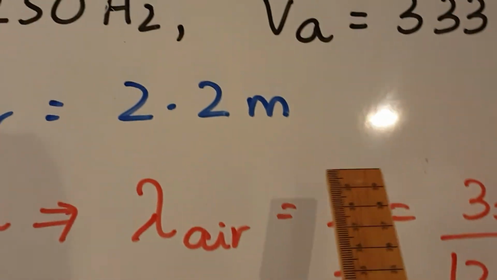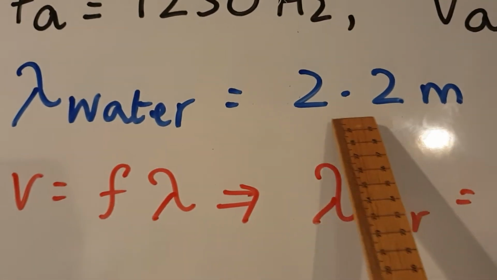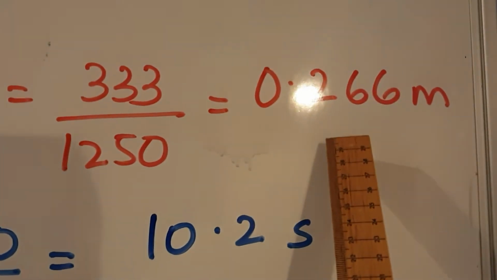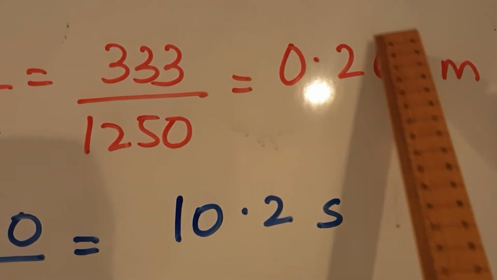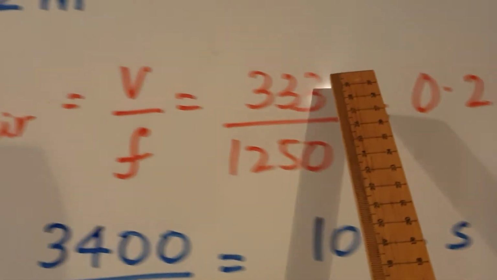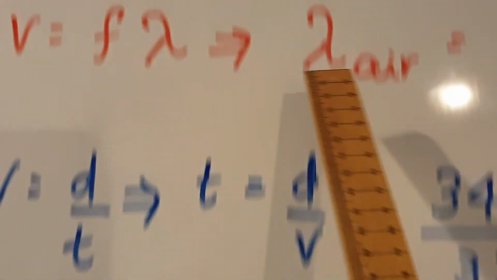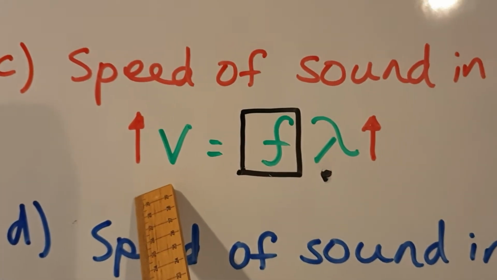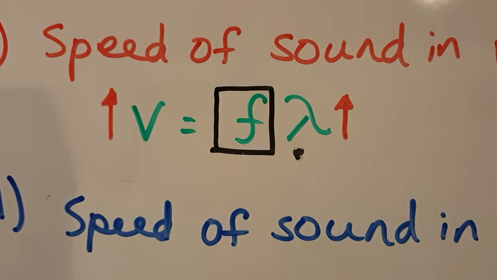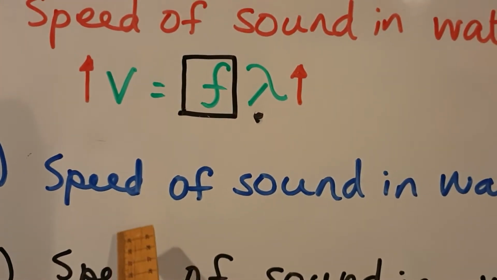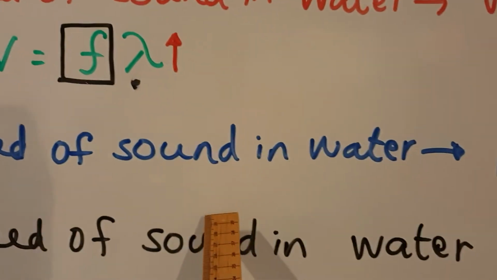So we know that the wavelength in water is 2.2 meters, and we just found the wavelength in air is 0.266. So this is a smaller number. So what happens when sound enters water is that the wavelength increases. So if wavelength increases, the speed will have to increase because frequency stays the same.